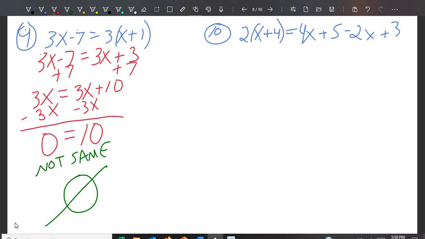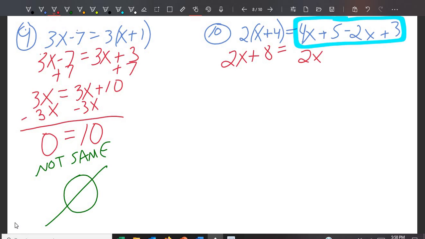Number 10. I've got to do the distributive property on the left. So we get 2x plus 4. I'm going to do this all in one step. Also notice over here, there's more than two terms. So we're going to combine like terms. And we're going to get, whoops, I made a mistake. Got to be careful. That should be an 8. Be careful when you're doing the distributive property. We're going to get 2x on the right plus 8.